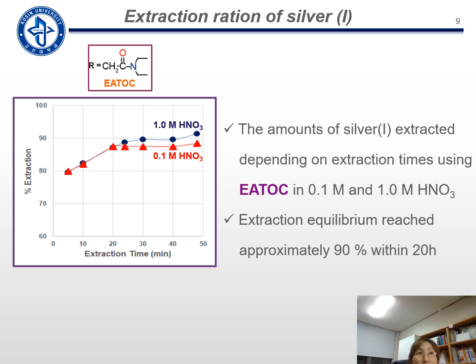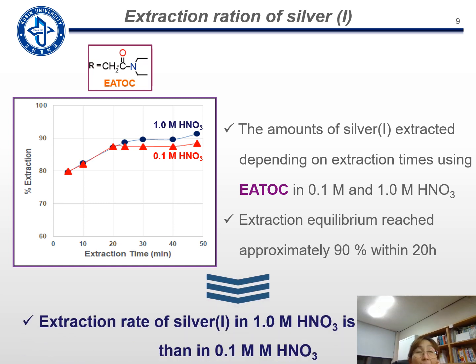In the beginning, we investigated the amounts of silver extracted depending on extraction time using diethylacetamide-substituted p-t-octylcalix[4]arene, EATOC, in nitrate media. As shown in this figure, extraction equilibrium reached approximately 90% within 20 hours. Then the extraction rate of silver with EATOC in 1.0 molar nitric acid is slightly faster than in 0.1 molar nitric acid.